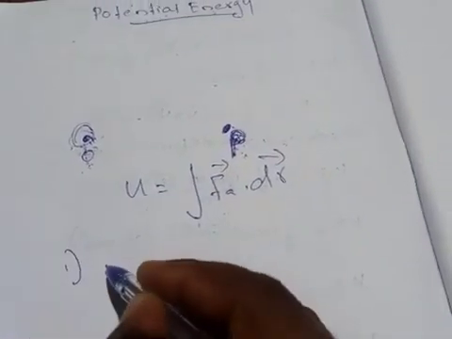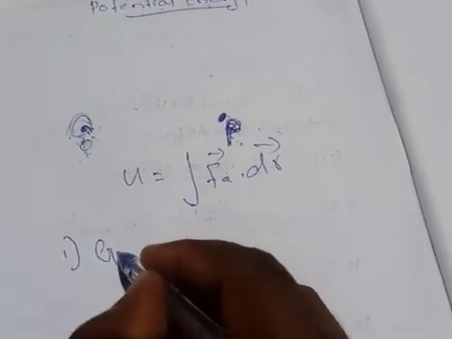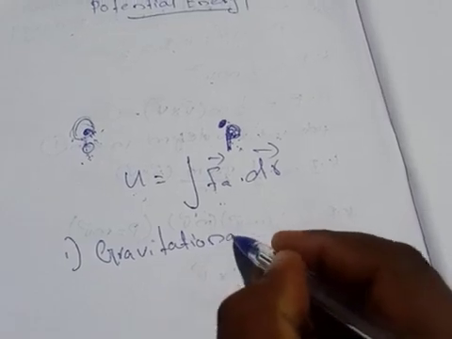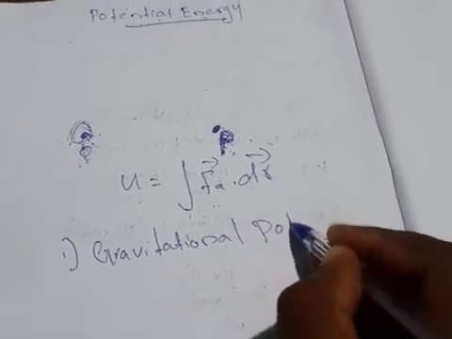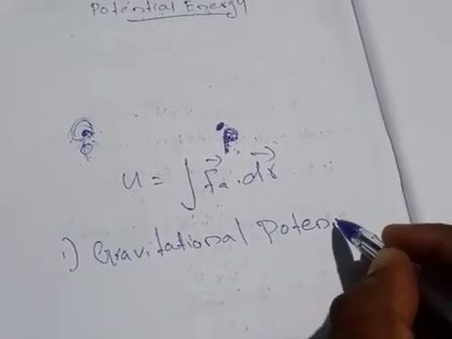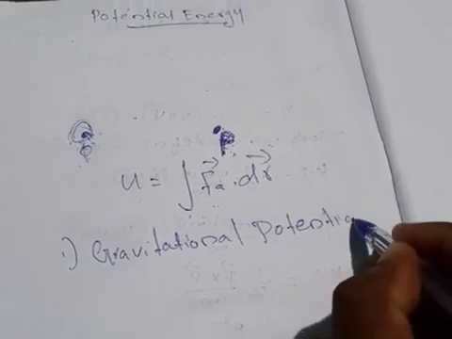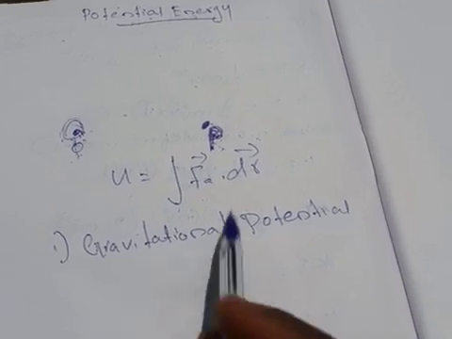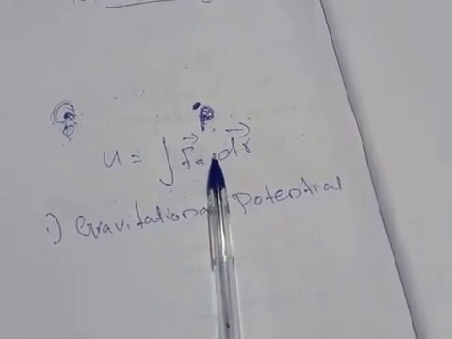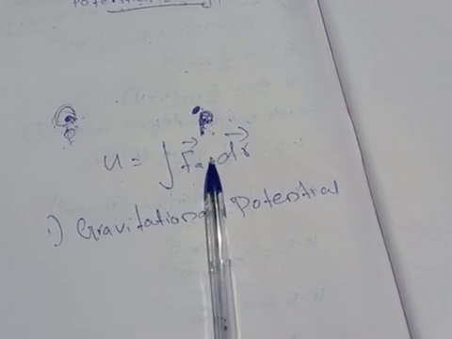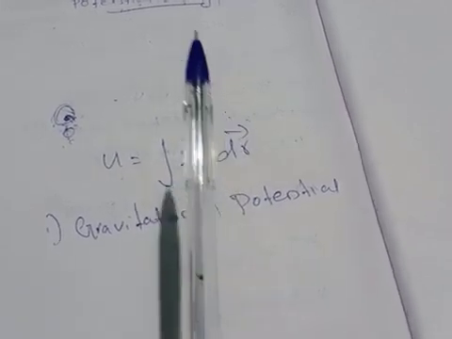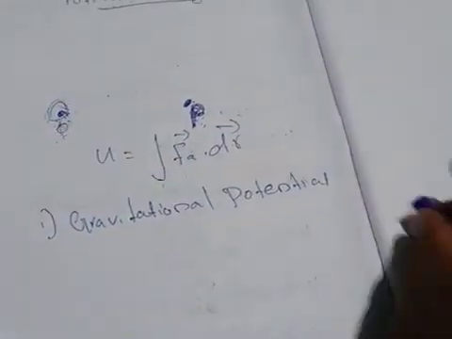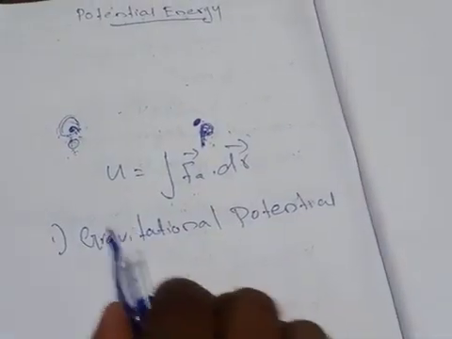In that, the first one is gravitational potential energy, and we know that from our childhood we have been studying it. So what does gravitational potential energy mean? Suppose one object is here, and we are raising it against the gravitational force. We know that the gravitational force always acts in the downward direction.